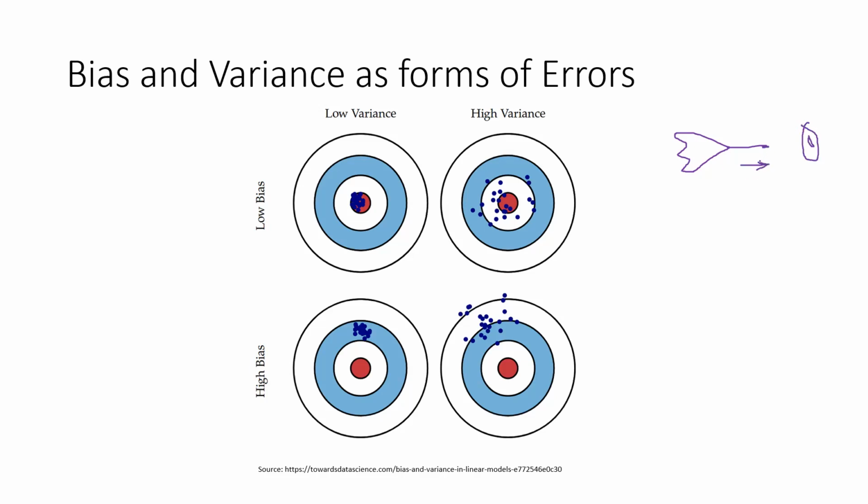Something like this, right? Then you are trying to hit this target using a machine learning model. Suppose your machine learning model is very low in variance and very low in bias, then it can hit the exact target very well. So this is the best case. That is what we want.